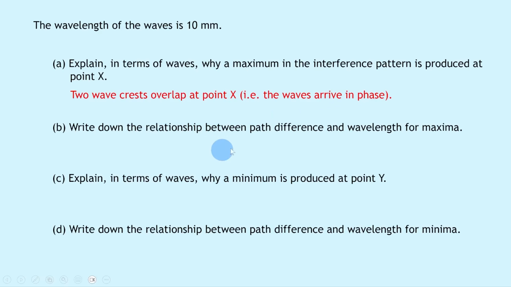Part B says to write down the relationship between path difference and wavelength for maxima. Well, remember from the theory video, we have that for maxima, path difference equals m lambda, where m equals 0, 1, 2, and so on.